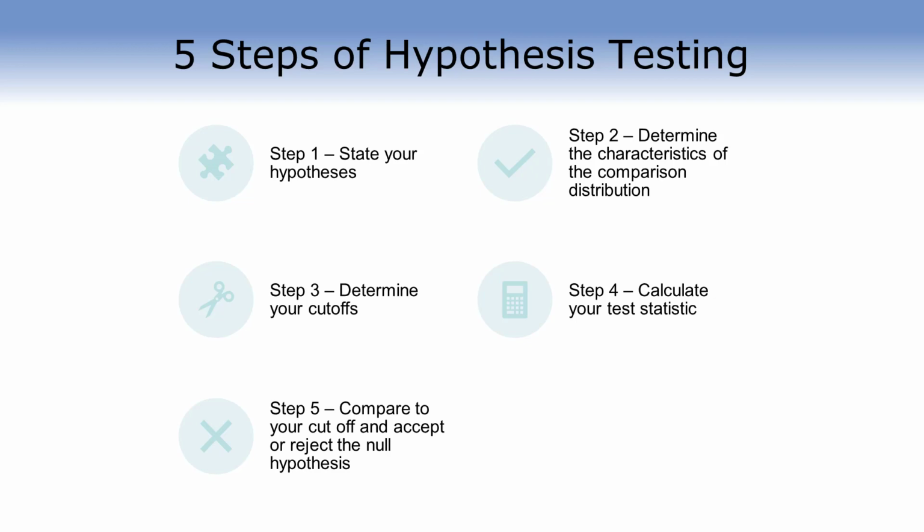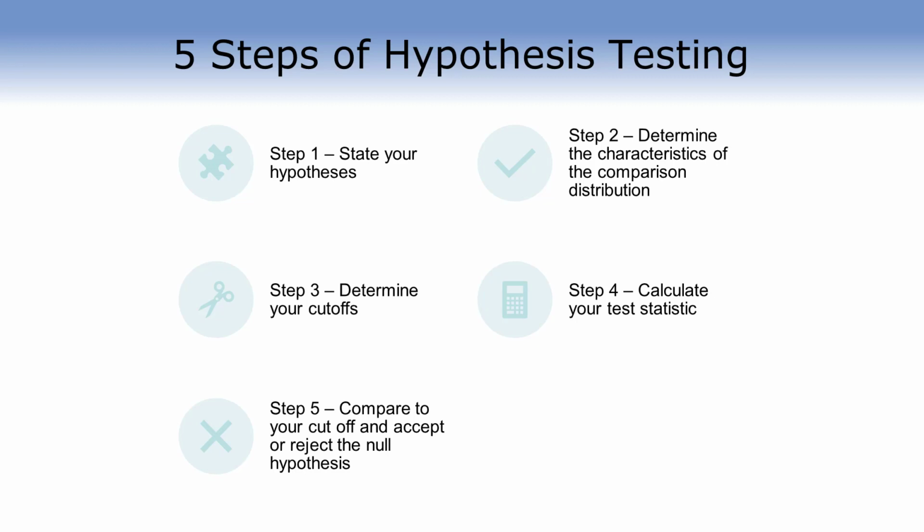The core logic of hypothesis testing comes down to 5 steps. Step 1, you need to determine your hypotheses that you are going to be making inferences about. Step 2, you need to determine what you're going to be comparing and the characteristics of what you're going to be comparing when you do your inferential analysis.